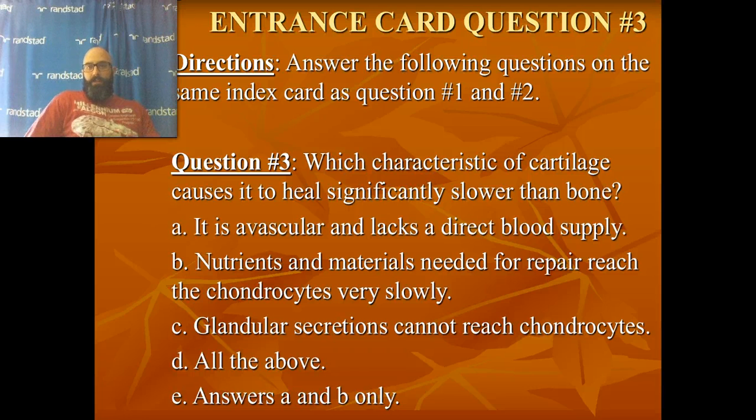Here we go. Which characteristic of cartilage causes it to heal significantly slower than bone? So what I'm telling you is cartilage heals way slower than bone, and you need to identify why that is true. Is it A, it is avascular and lacks a direct blood supply, meaning it is referring to cartilage. So cartilage is avascular and lacks a direct blood supply. Is it B, nutrients and materials needed for repair of cartilage reach the chondrocytes very slowly? Is it C, glandular secretion cannot reach the chondrocytes of cartilage? Is it D, all of the above, or is it E, answers A and B only? Make sure you write down your answer.